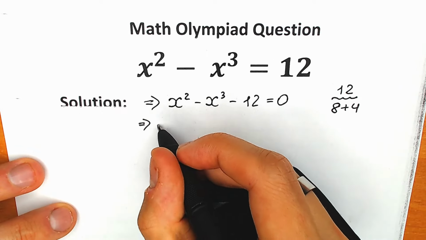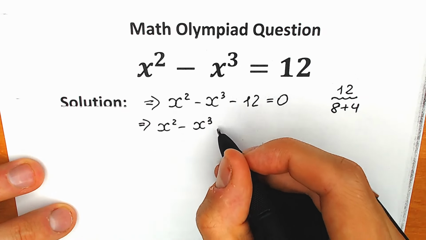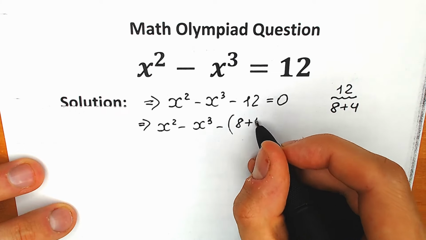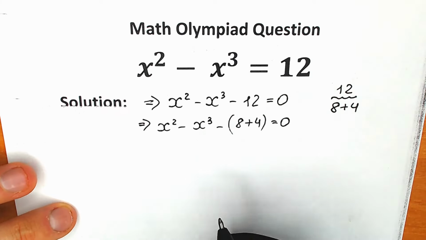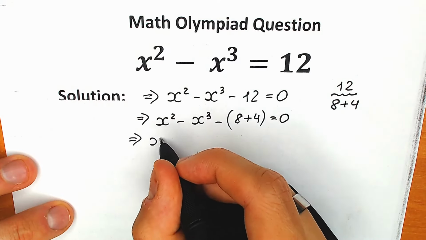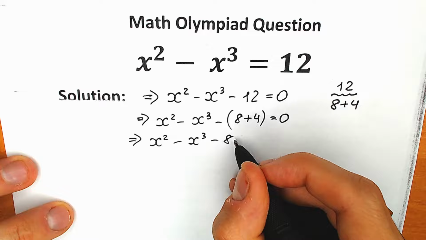As a result, what do we have? x squared minus x cubed minus, instead of 12, we write 8 plus 4, equal to 0. Right now, let's open our parentheses real quick. So we have x squared minus x cubed minus 8 and minus 4.